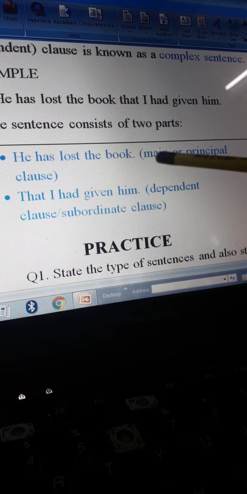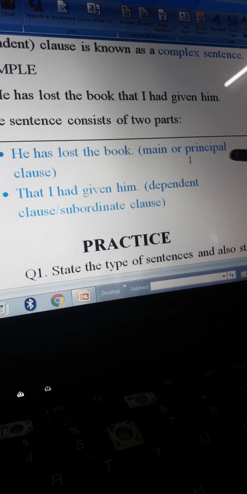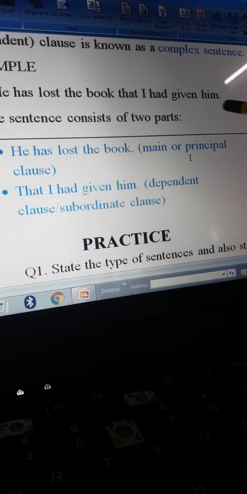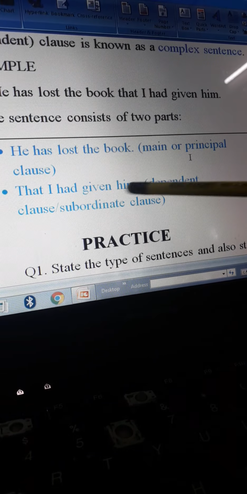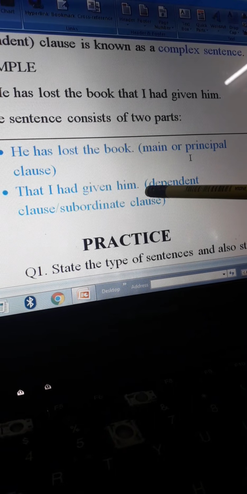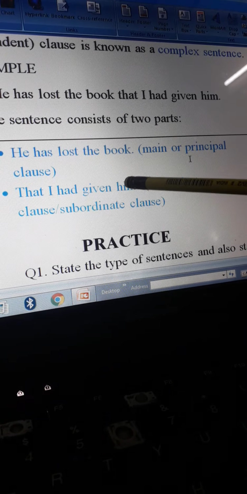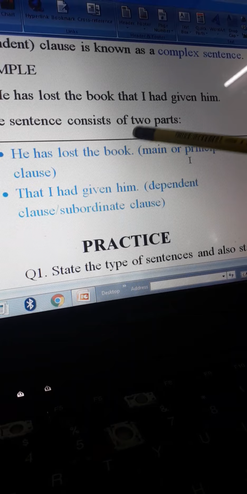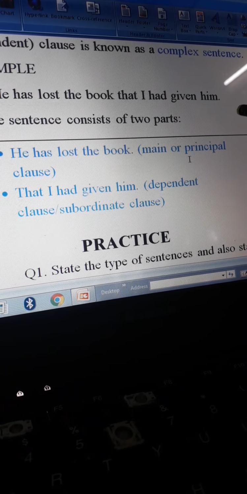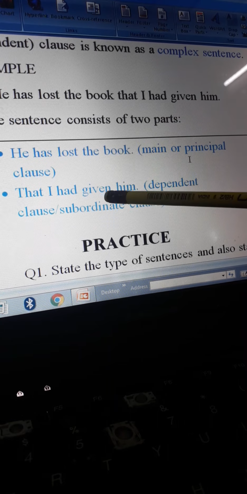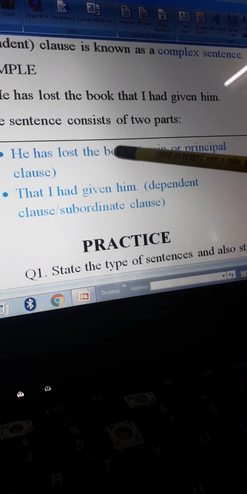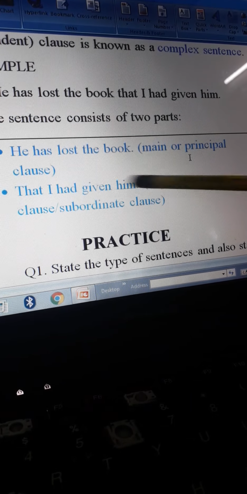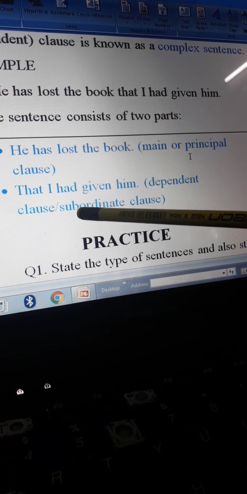So this clause is referred to as a main clause or principal clause. Okay. Now see the second part, that I had given him. This is the clause which is not able to give a complete sense on its own. This clause is dependent upon the principal clause for its meaning, that he has lost the book that I had given him. That I had given him is the clause which is dependent on the principal clause for its meaning. So that's why this, that I had given him, is a dependent clause, or you can give the name subordinate clause.